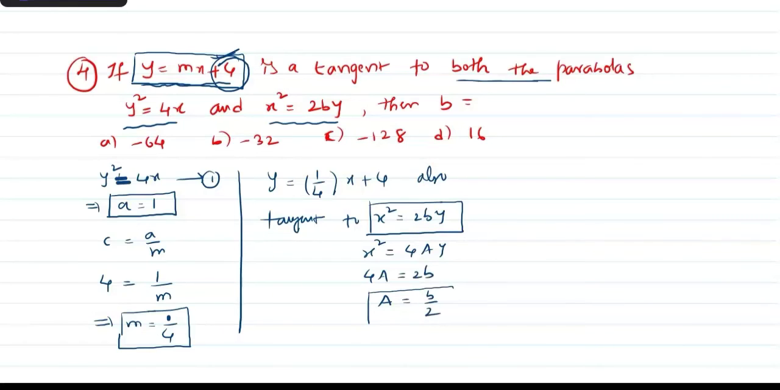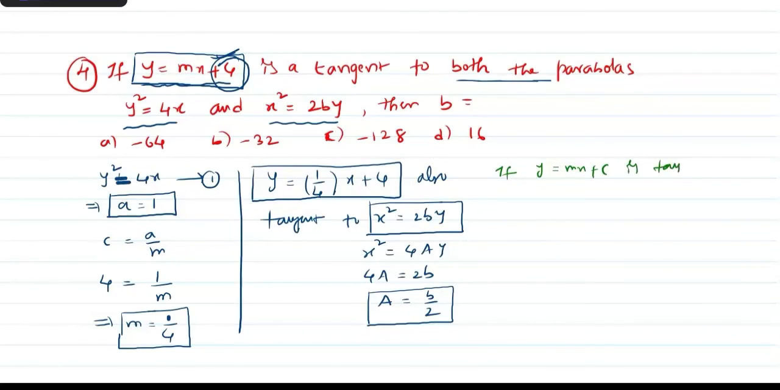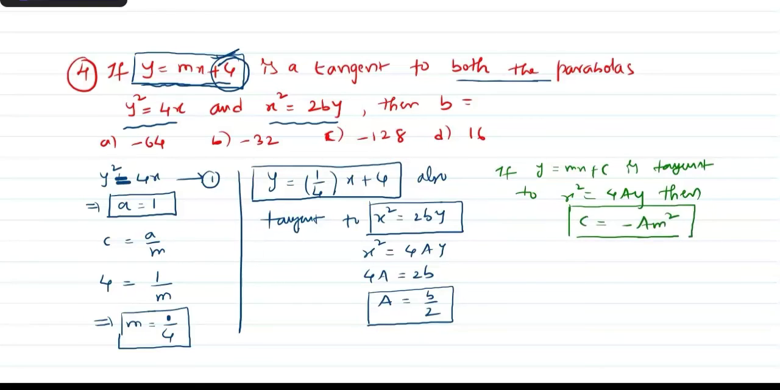Okay, right. Now the line y is equal to mx plus c, I want to mention one note point here which is not in IP level. That is, if y is equals to mx plus c is tangent to x square is equals to 4ay, then the condition is c is equals to minus am square. Okay. Now apply this formula.